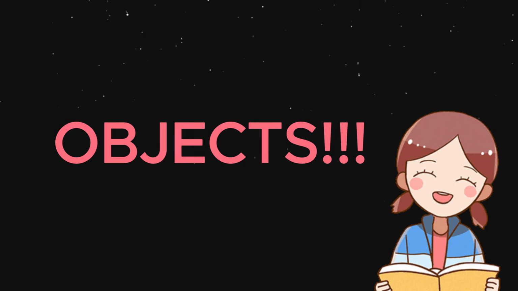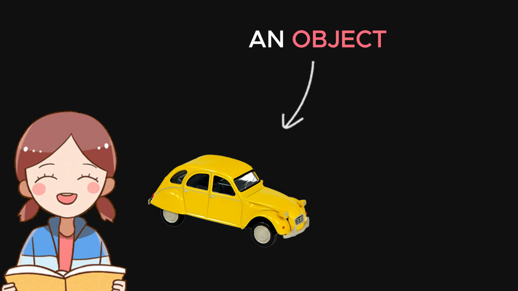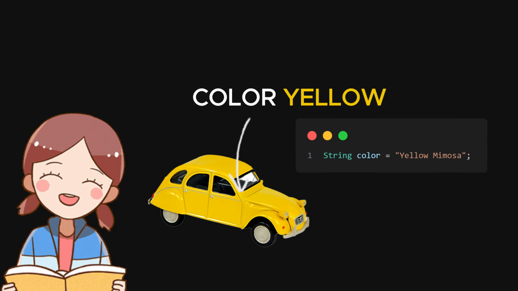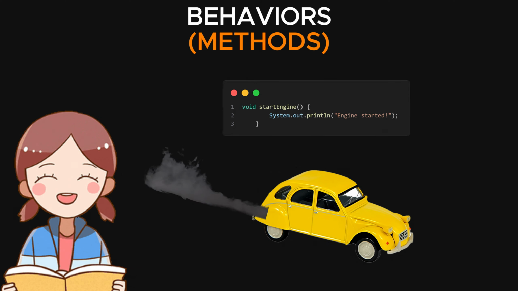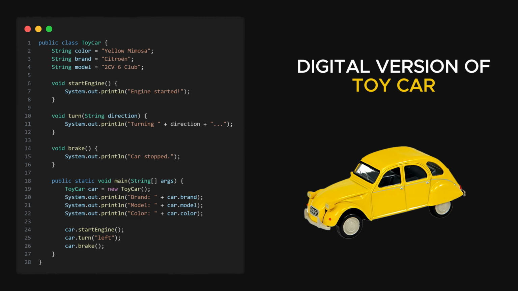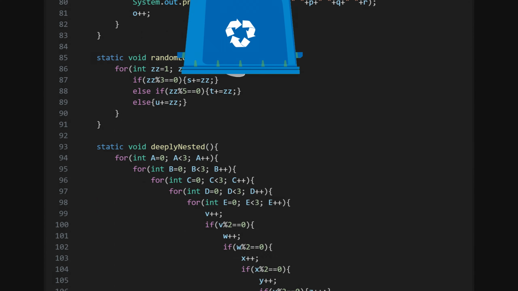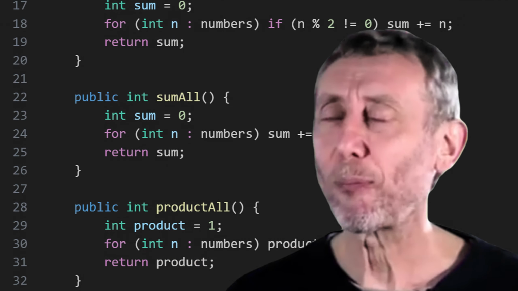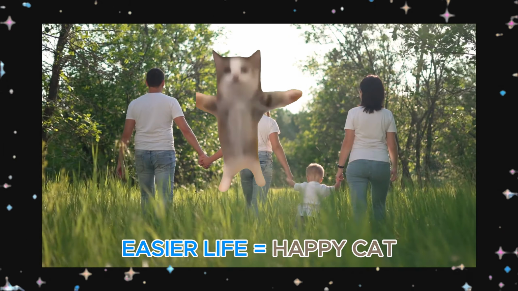Let me give you a real-world example. This toy car is an object. It has properties like color, brand, and model. It also has behaviors like starting the engine, turning, and braking. In programming, we can create a digital version with the same properties and behaviors. OOP is important because it makes our code more organized, reusable, and easier to understand, just like having an organized room makes life easier.